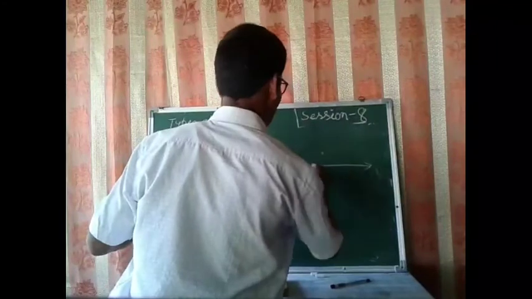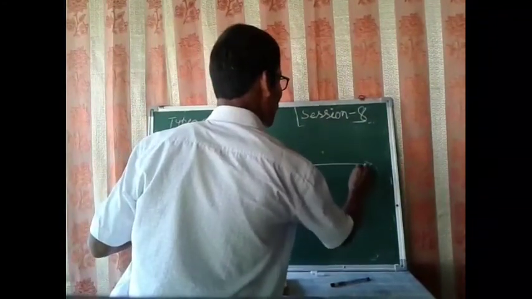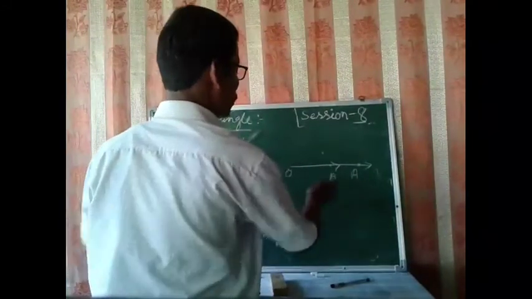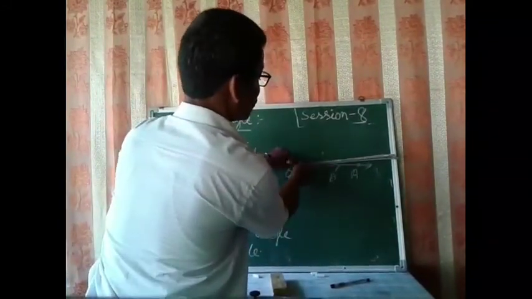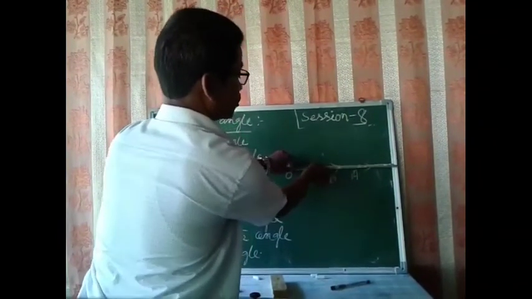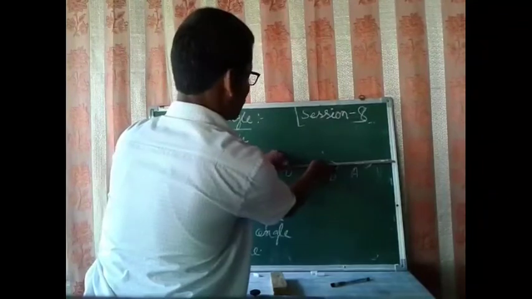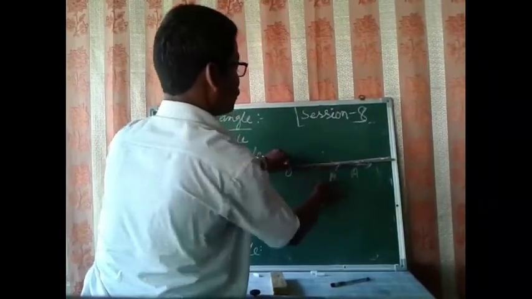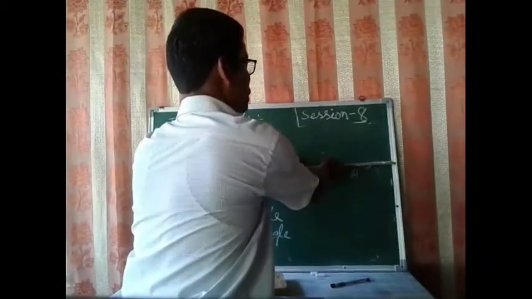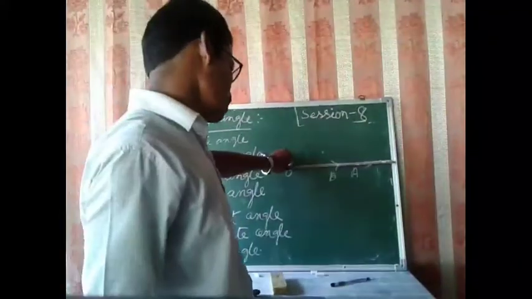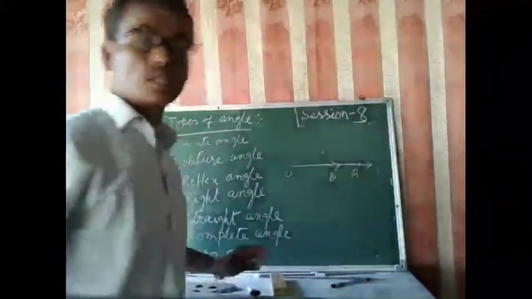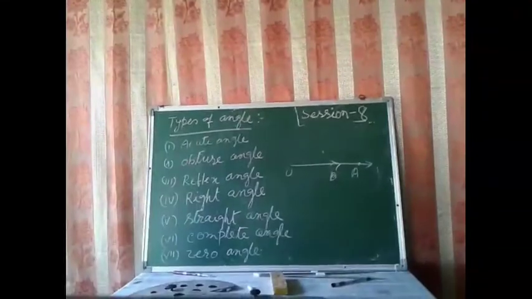So, this is OA and suppose OB. OB and OA coincide with each other, overlap with each other like this, then they have an angle whose measure is 0 degrees. Therefore, they do not make any angle, that is called a 0 degree angle.